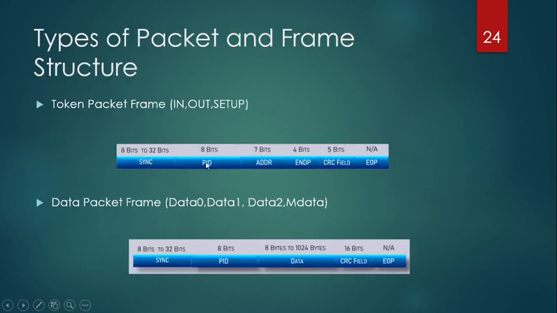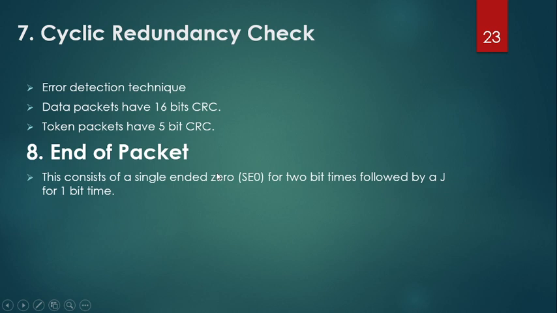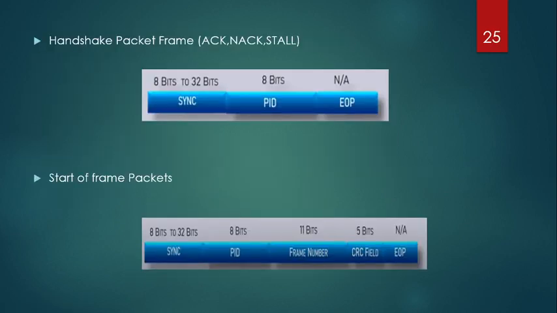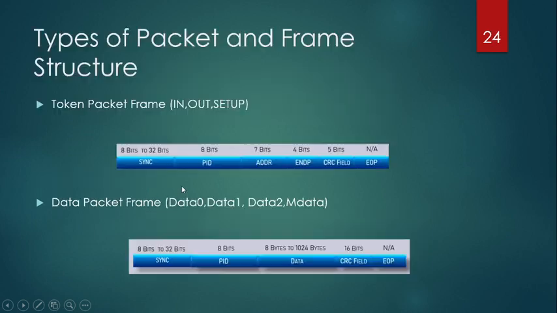So depending upon all these packets, the frame format is slightly going to differ. So now you know what each of these fields is for: the sync, packet identifier, address, endpoint, CRC. All these fields we know. And we have already seen that the frame number is going to come as a token only in the case of start of frame packets. So depending upon which type of packet it is, the frame format is slightly going to differ.